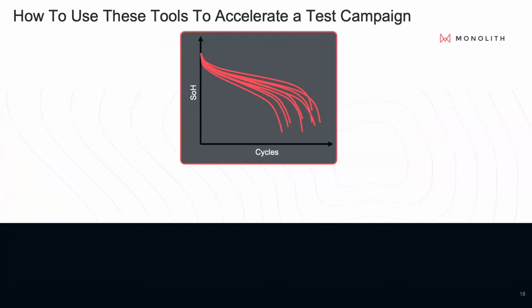I want to give you one example for a battery aging matrix where you're looking at the health of your battery and you're cycling it. And as you can see here, batteries degrade differently depending on what temperature they were cycled at, what the depth of discharge was, and so on and so forth.